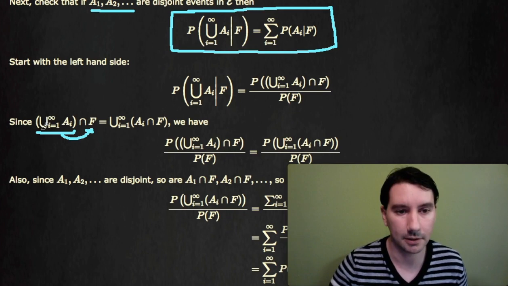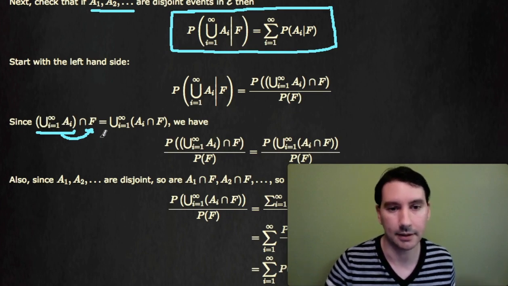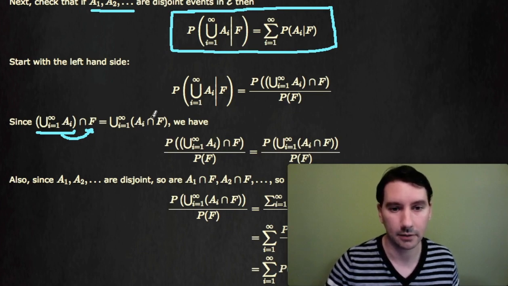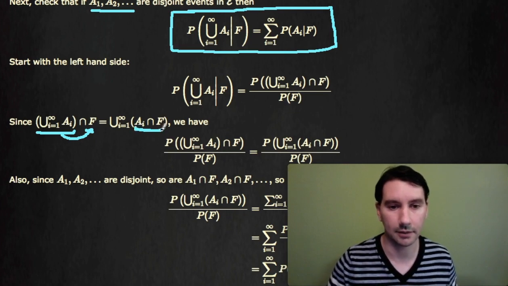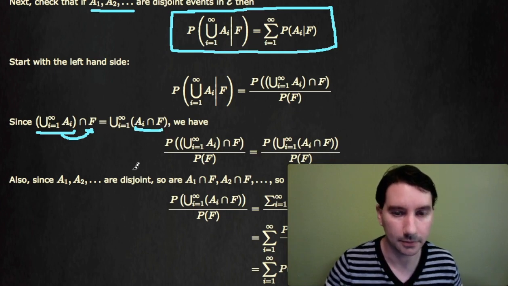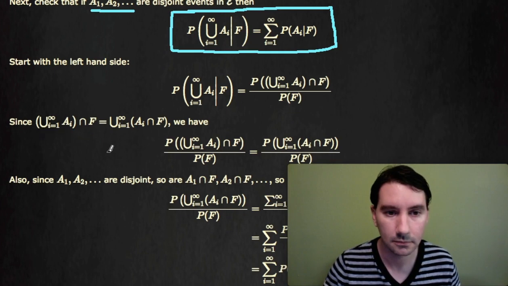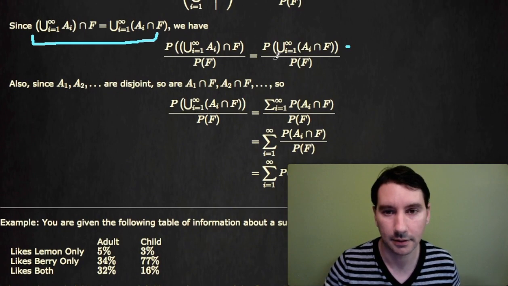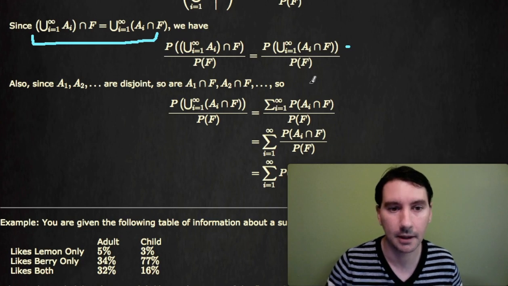Because this statement means take all the stuff in the Ai's and then throw out anything that isn't in F, right? Just keep the stuff that's in F after we union up all the Ai's. This means take all the stuff in the Ai's that's also in F and then union them up. So we're still going to get everything that's in the Ai's that's also in F. And so therefore these two things are equal. And that's the point, is that this is an equality. So we're just going to replace the numerator up here with this equivalent statement. So we write this as the probability of the union from i equals 1 to infinity of Ai intersect F, divided by the probability of F.